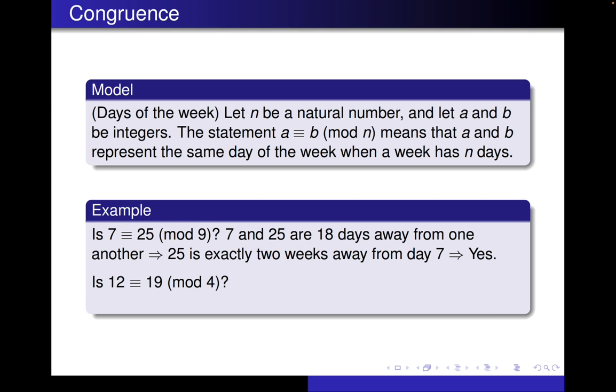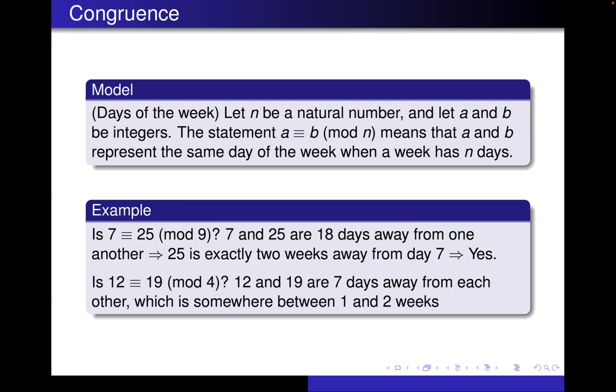What about 12 and 19, mod 4? So here, the mod 4 means there are 4 days in a week. 12 and 19 are 7 days away from each other. And that's an awkward number of weeks because 4 days is 1 week, 8 days is 2 weeks, so 7 days is somewhere between 1 and 2 weeks. So it's not going to be a whole number of weeks. 12 and 19 are not going to represent the same day of the week. So no, 12 is not congruent to 19 mod 4.